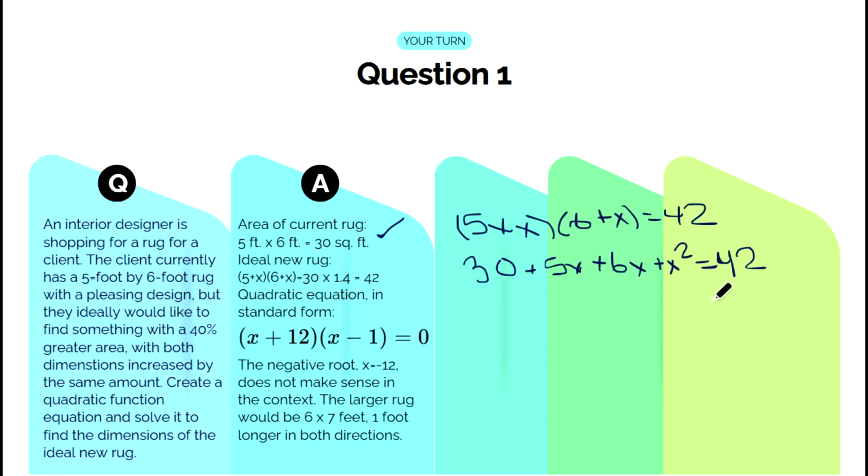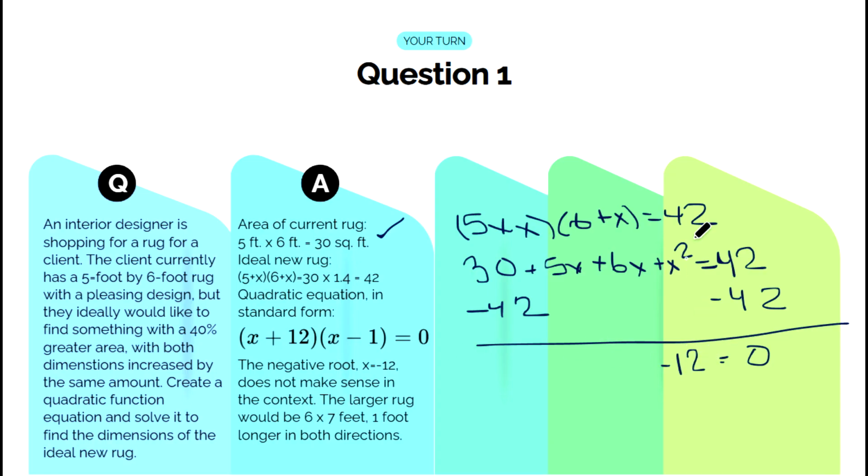So let's subtract 42 from both sides because I know we want 0 on this side. So what we end up with is 0 on this side. The difference between 42 and 30 is 12, so this is going to be negative 12 on this end because we have to write it in the correct order. X squared is going to be our first term, and then 5x plus 6x is 11x. So this is our final formula, okay?